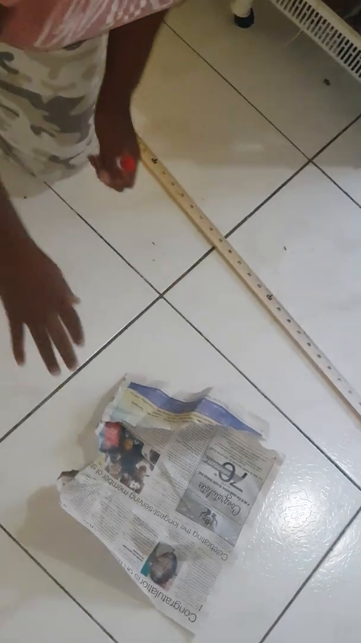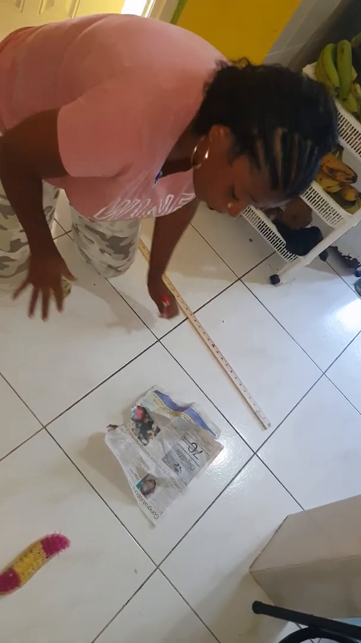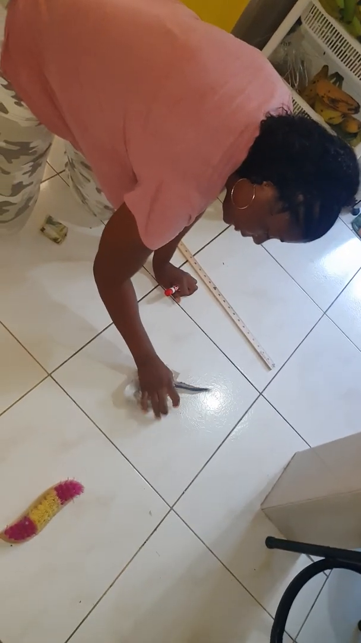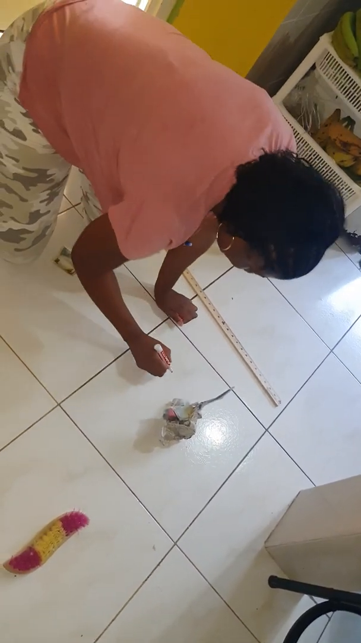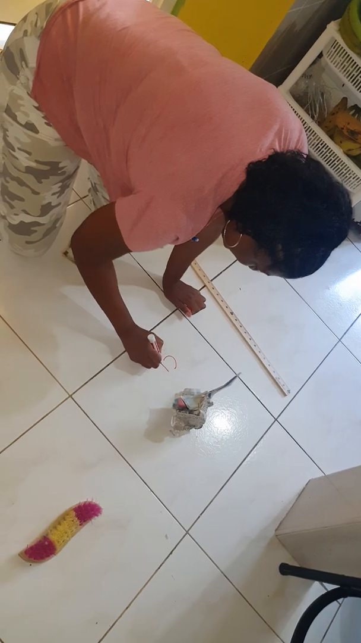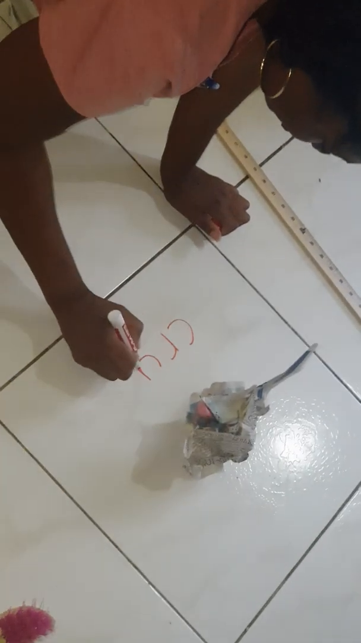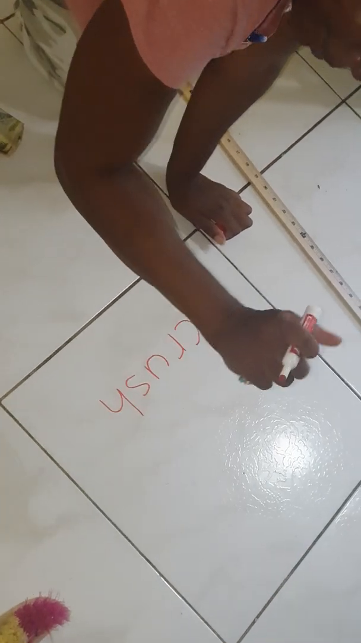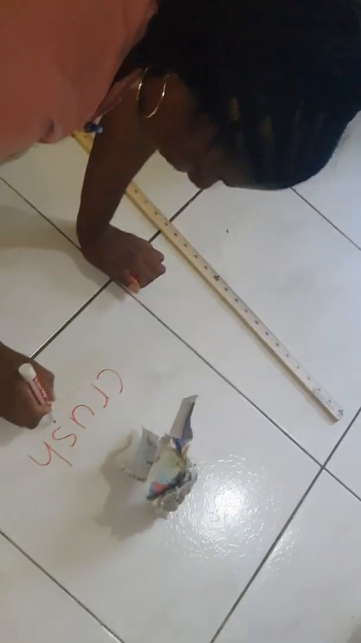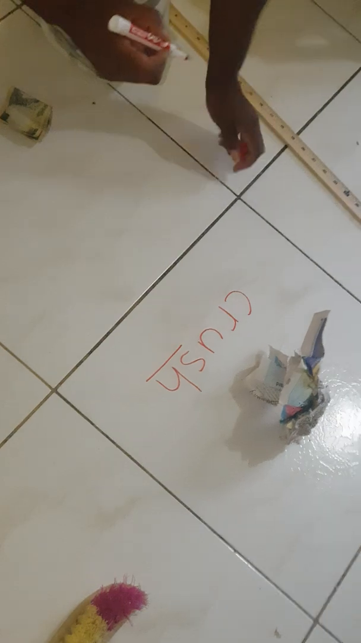If you look at this item, you are going to say that this is a piece of paper. But I can do something with the paper. Look what I'm doing with the paper. What did I just do with the paper? Let me write it for you. C-R-U-S-H. I just crushed the paper. And crush has S and H at the end.